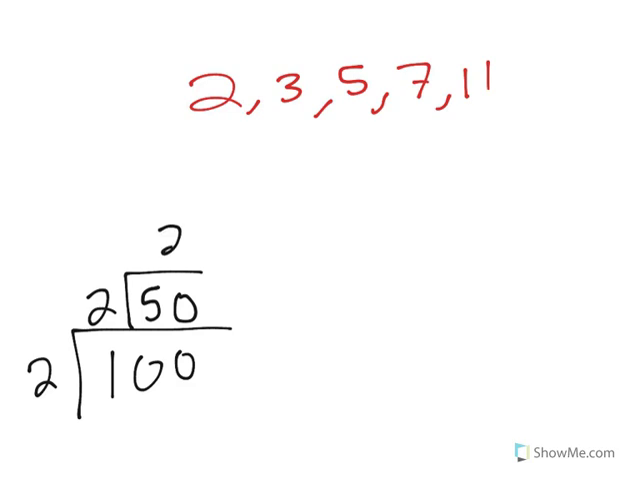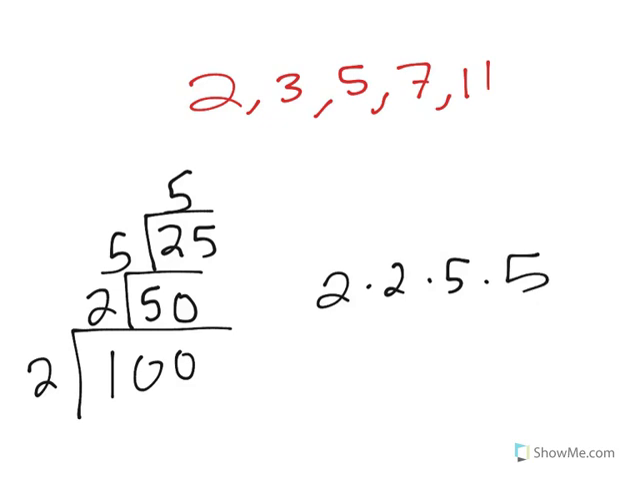Does 2 go into 50? Yes, it does. 25 times. Does 2 go into 25? Nope. Does 3 go into 25? Nope. Does 5 go into 25? Yes, it does. 5 times. We have a prime number at the top, so we can stop. The prime factors of 100 are 2 times 2 times 5 times 5, or 2 squared times 5 squared.